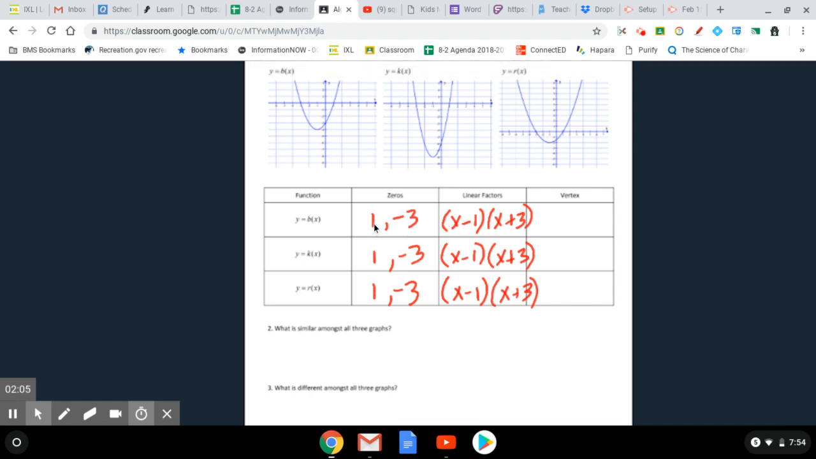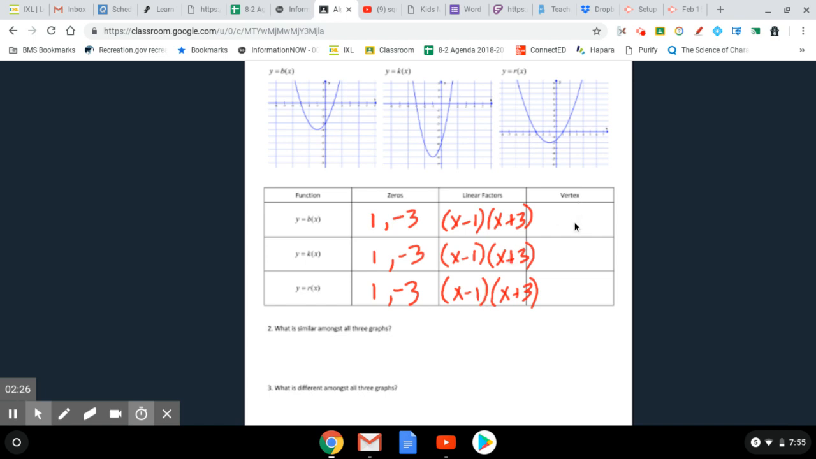A zero of 1 is going to give me a linear factor of x minus 1, because if x was 1, that would be 0. And the zero of negative 3 gives me a factor of x plus 3, because if x was negative 3, that would be 0. And they all have the same zeros, so they all have the same factors.